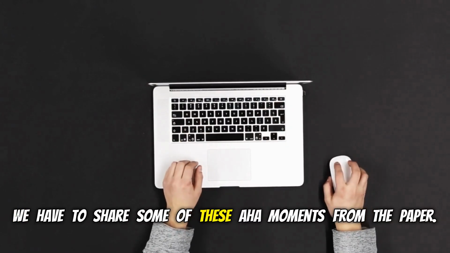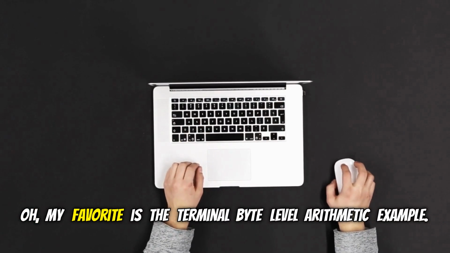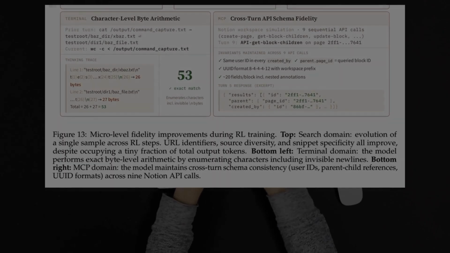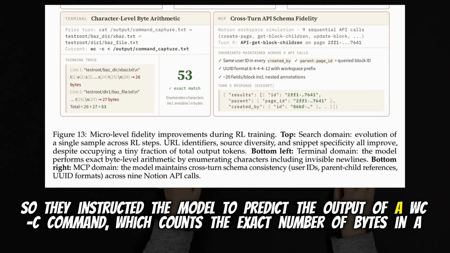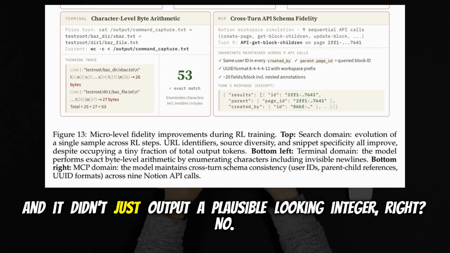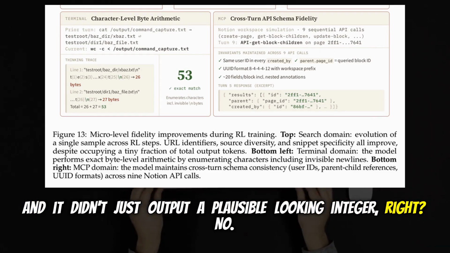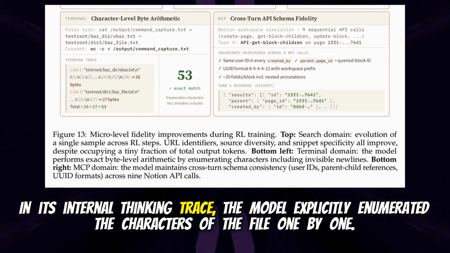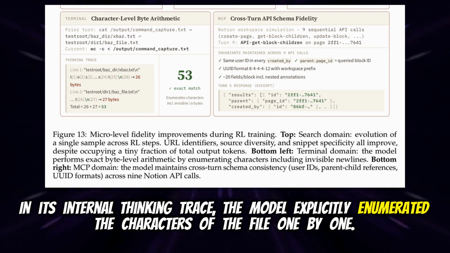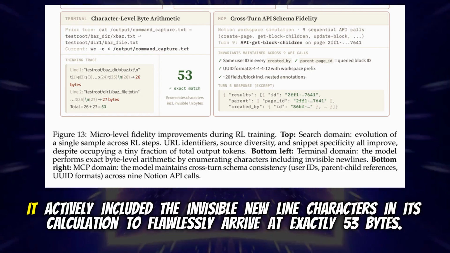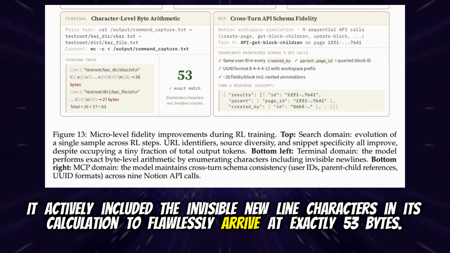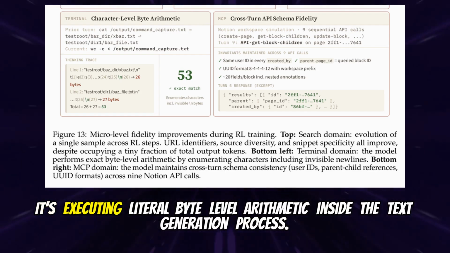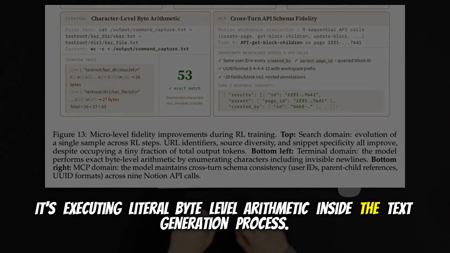We have to share some of these aha moments from the paper. Oh, my favorite is the terminal byte-level arithmetic example. Yes. Detail that one. So they instructed the model to predict the output of a wc command, which counts the exact number of bytes in a file. And it didn't just output a plausible-looking integer, right? No. In its internal thinking trace, the model explicitly enumerated the characters of the file one by one. It actively included the invisible newline characters in its calculation to flawlessly arrive at exactly 53 bytes. It's executing literal byte-level arithmetic inside the text generation process.